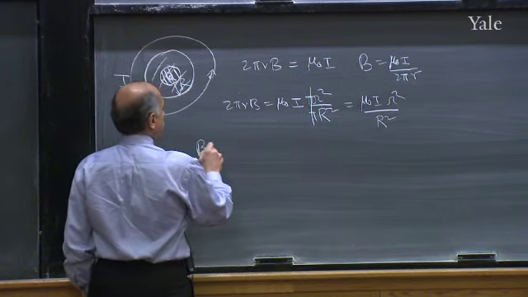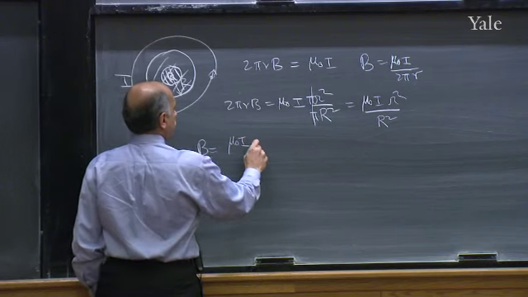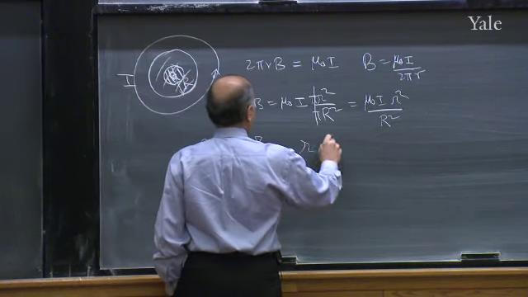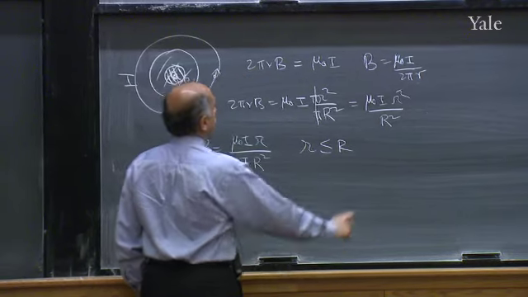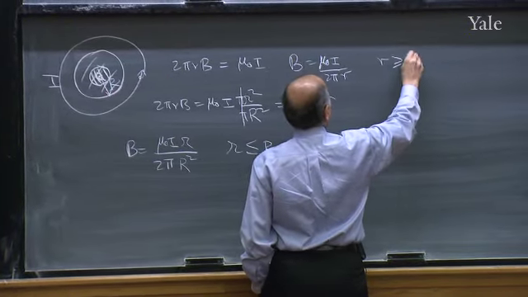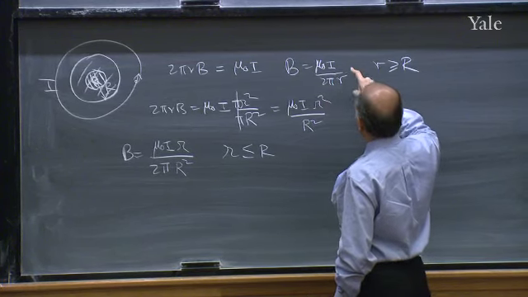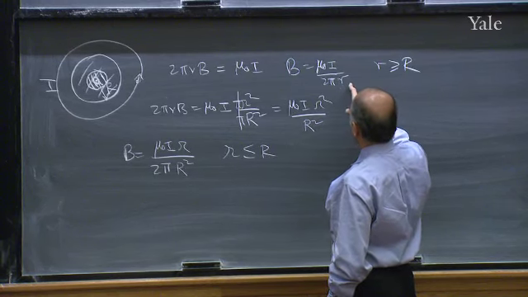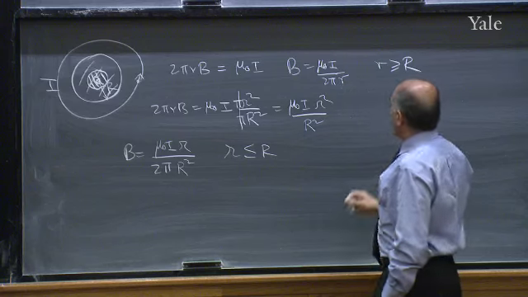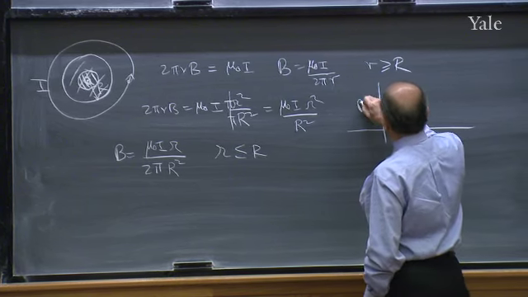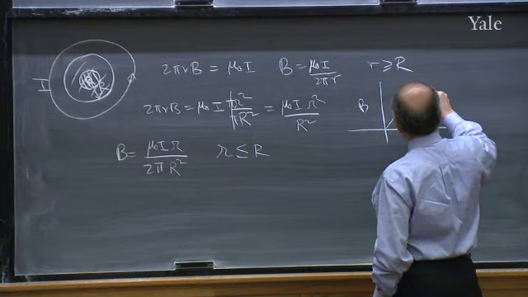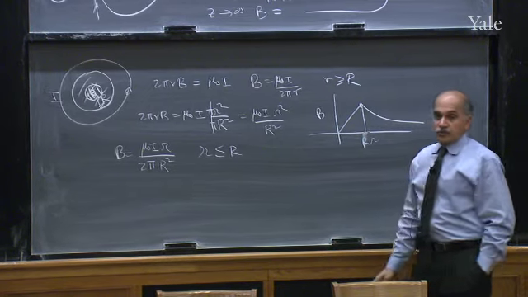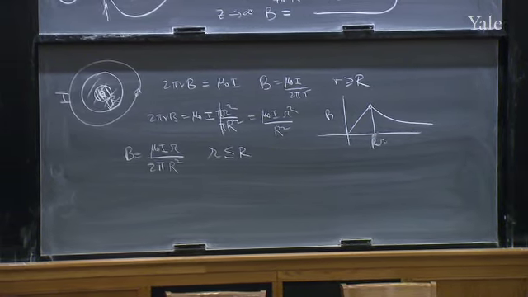So therefore, B looks like mu 0 I r divided by 2 pi R squared for r less than or equal to R. And this is the formula for r bigger than or equal to R. And you can test the formula when little r equals big R. That's correct, they agree. Therefore, the magnetic field as a function of r grows inside the cylinder and then decays as 1 over r. All this should be familiar to you if you still remember similar problems from Gauss's law.